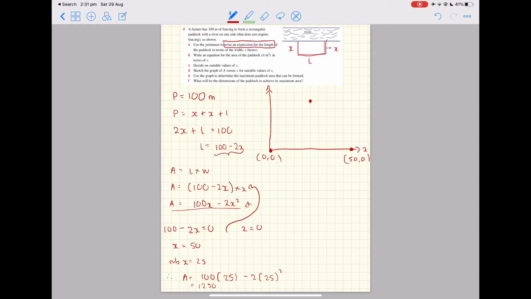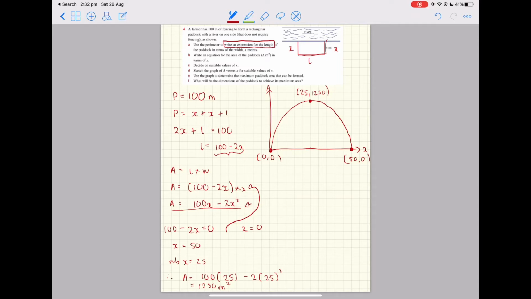And the unit of this is going to be meters squared. So in this case over here, if I was to add the coordinates, it will be 25, 1250. And this is what my graph would now look like. Okay, so that's a pretty solid graph over here. Now, since we've finished answering part D, let's now go and answer part C.